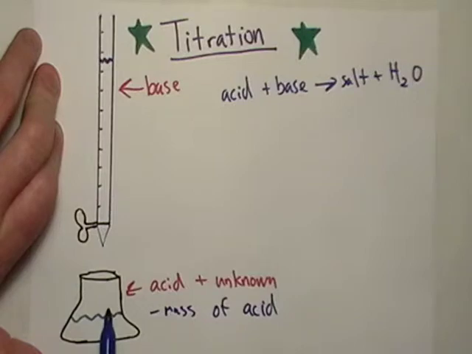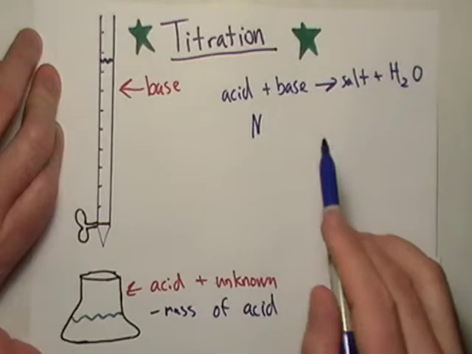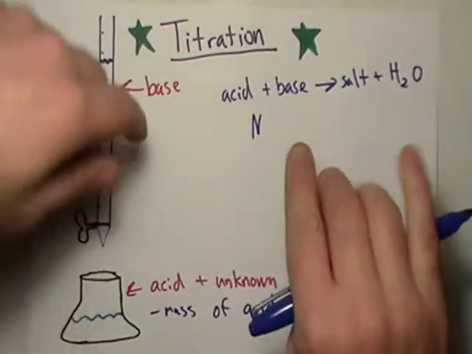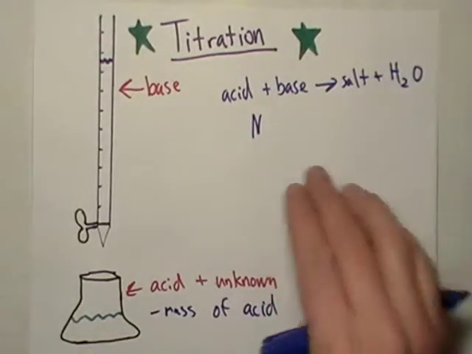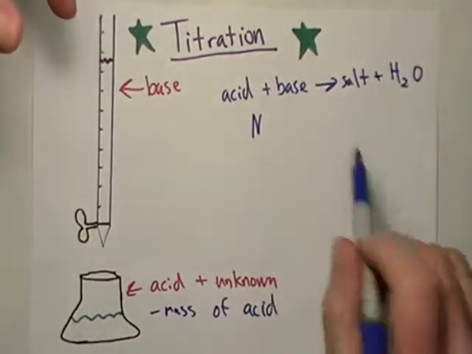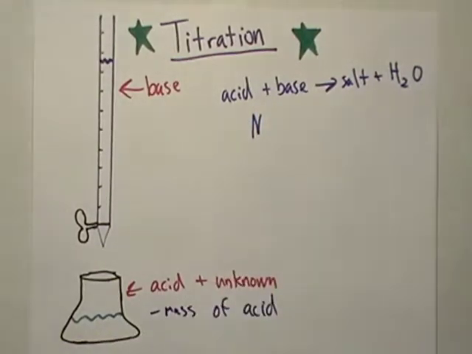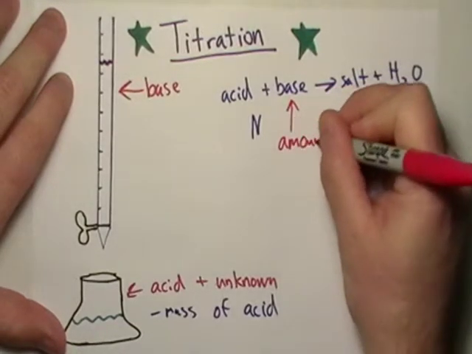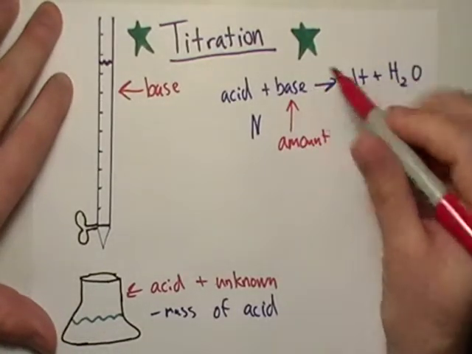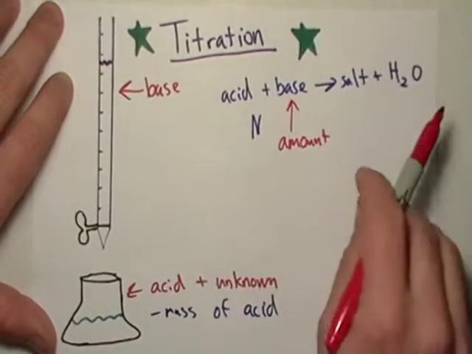Now, recall that in a neutralization reaction, there's some ratio of acid and base, of any type of acid and base, that I can combine with each other. And it's going to give me a salt and water. So if I could find out somehow, during the course of this experiment, the amount of the base that I added, then I can use that amount to figure out all the other products and reactants, can't I?